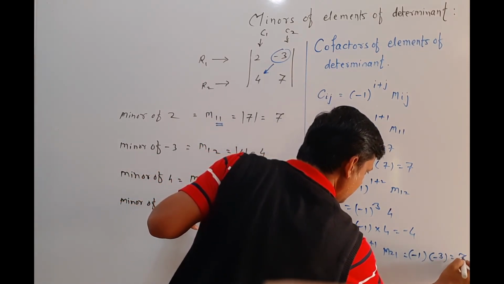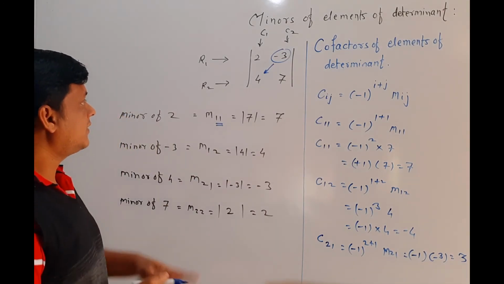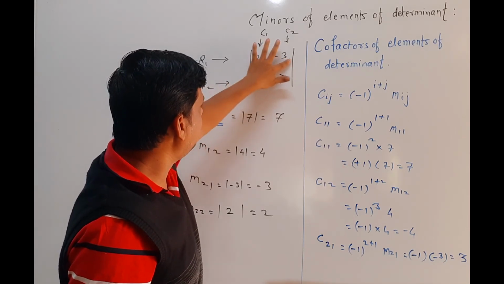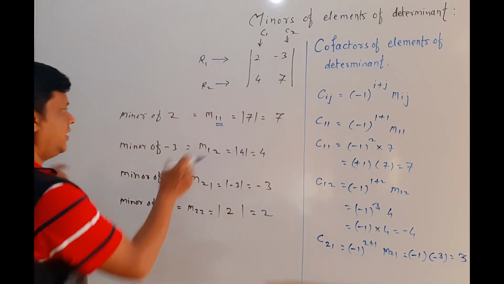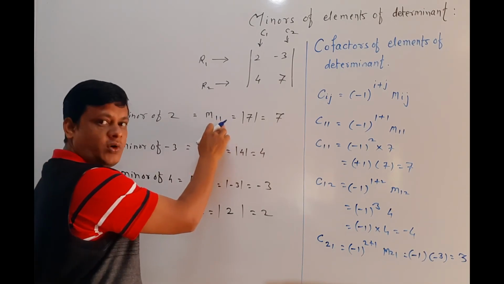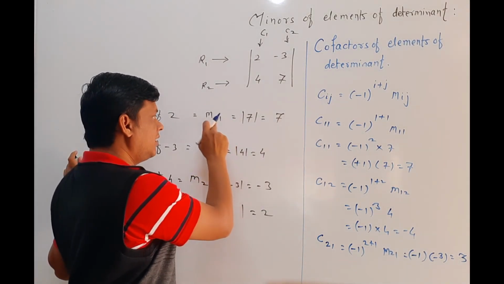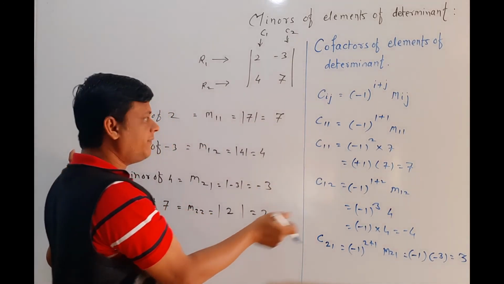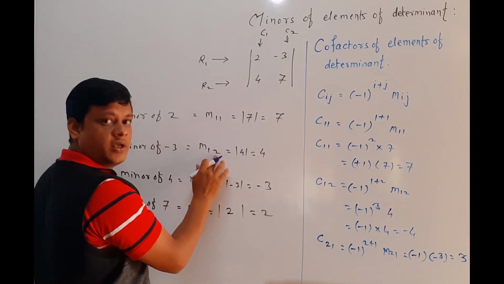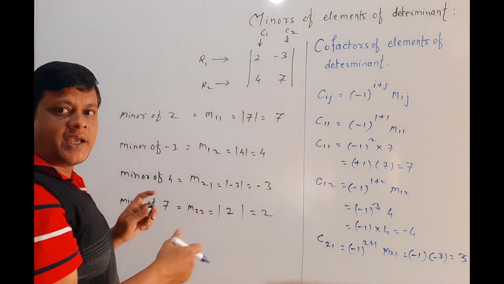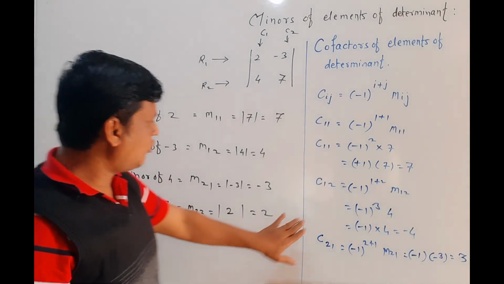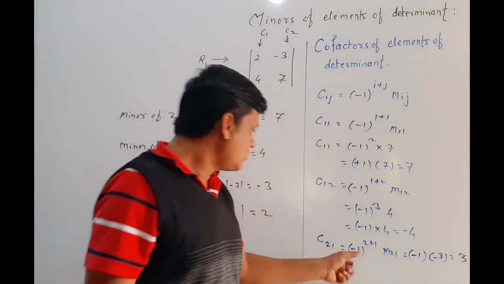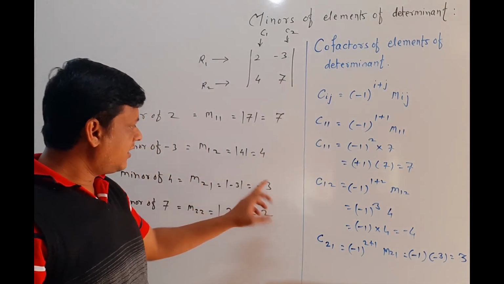That means if you observe here, for the sum of the position of the element, for example 1 1, we write 1 plus 1, that is 2. If the sum is an even number, we get the minor as the cofactor. If the sum is an odd number, we get the sign opposite to the minor as the cofactor. So see here C21, 2 plus 1 is 3, 3 is odd, so here the minor is -3 and the cofactor is plus 3.